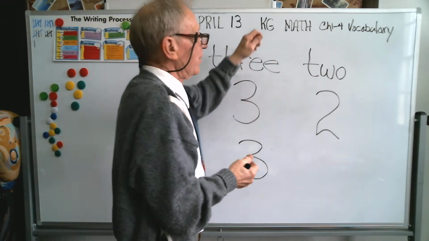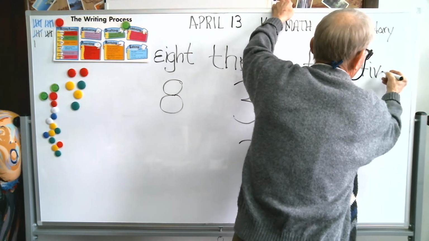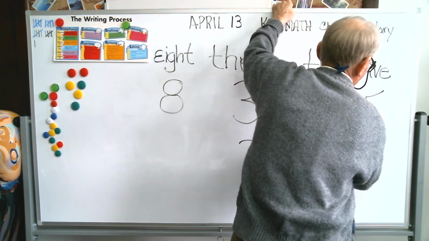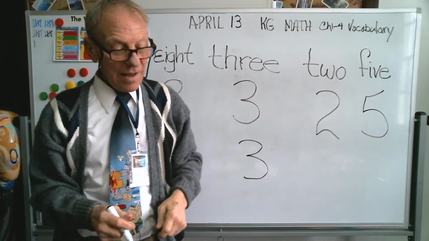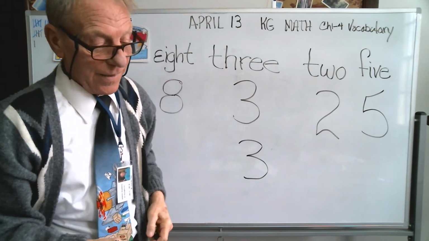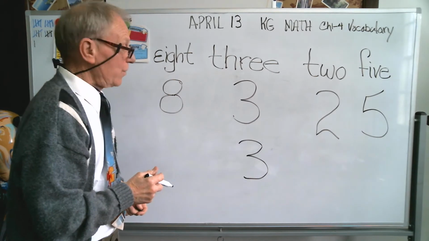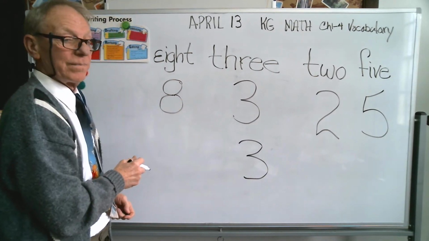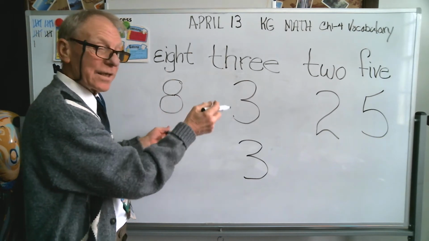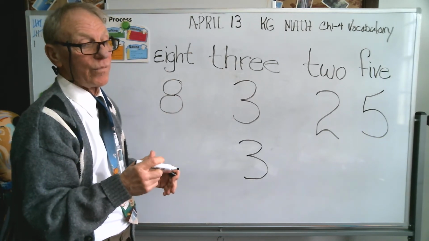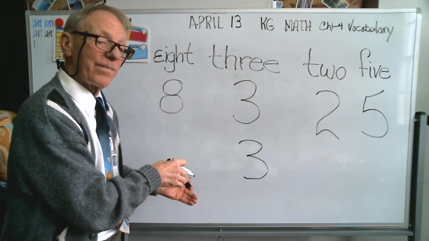Then we visit the word 5 again, F-I-V-E, and that's represented by the number 5. That's what the 5 looks like. And then more. 5 is more than 2, 8 is more than 3. 3 is also more than 2, right? So you can look at numbers and you can determine whether that number is more or that number is less.